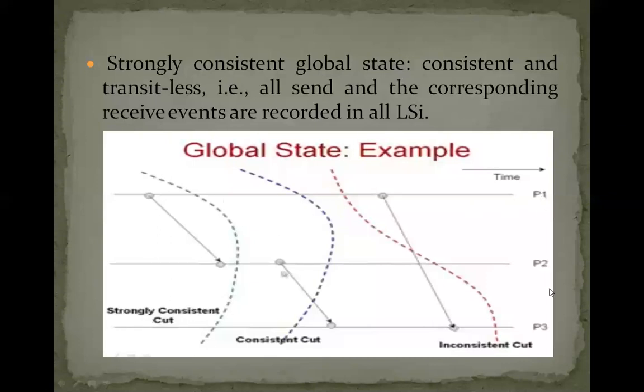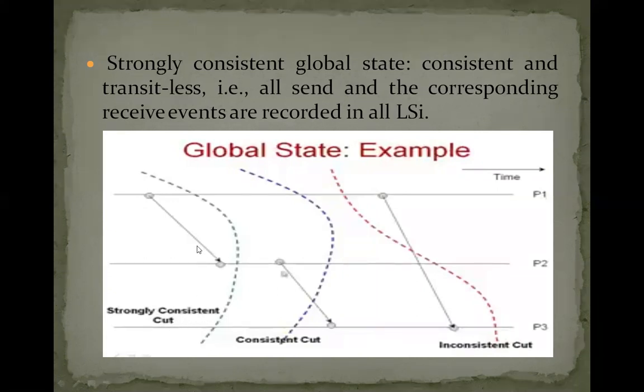We have three processes, P1, P2, P3. P1 has created an event, sending a message to P2. And at this moment of time, whenever we are trying to take the global state, the message has been sent, the message has been received, and there is no message in transit. And the third process is in idle state. So this global state is said to be strongly consistent.